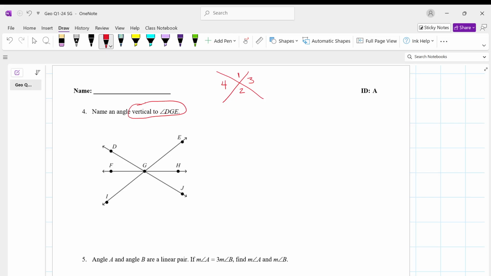So we're looking for an angle vertical to DGE. So we're going to find DGE, which is right here. All right, vertical to it. It's right below it. IGJ. Those two angles are vertical angles. So angle IGJ, or you can call it angle JGI.